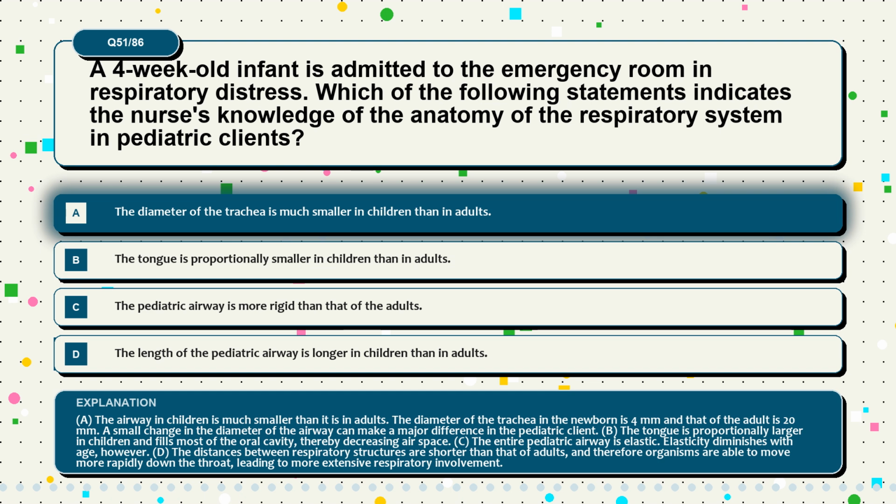B. The tongue is proportionally larger in children and fills most of the oral cavity, thereby decreasing airspace. C. The entire pediatric airway is elastic. Elasticity diminishes with age, however. D. The distances between respiratory structures are shorter than that of adults, and therefore organisms are able to move more rapidly down the throat, leading to more extensive respiratory involvement.